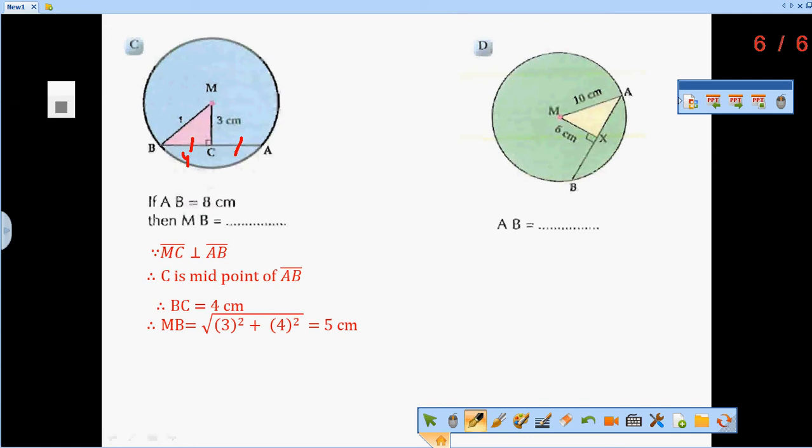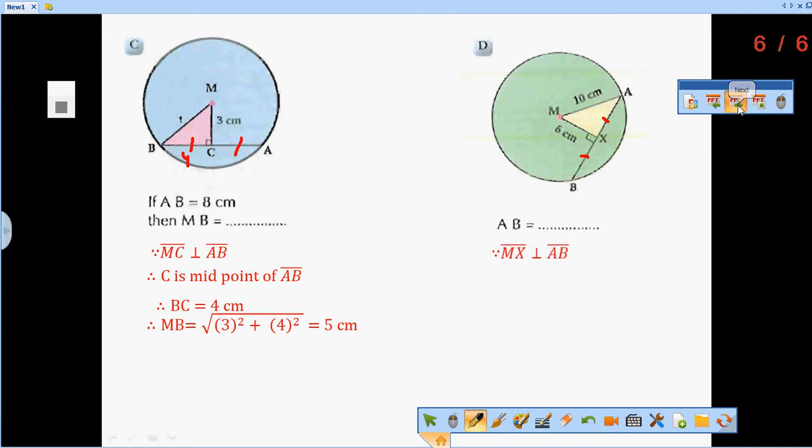Let us move to another exercise, letter D. It is the same, but here I have the length of MX, which equals 6 centimeters, and MA, which equals 10, and MX is perpendicular to AB. I want to find the length of AB. We know from the corollary that if MX is perpendicular to the chord, then X is the midpoint of this chord. It means AX is equal to XB. So if I can find the length of AX, I can find the length of AB. How can I find the length of AX? By using the Pythagorean theorem.